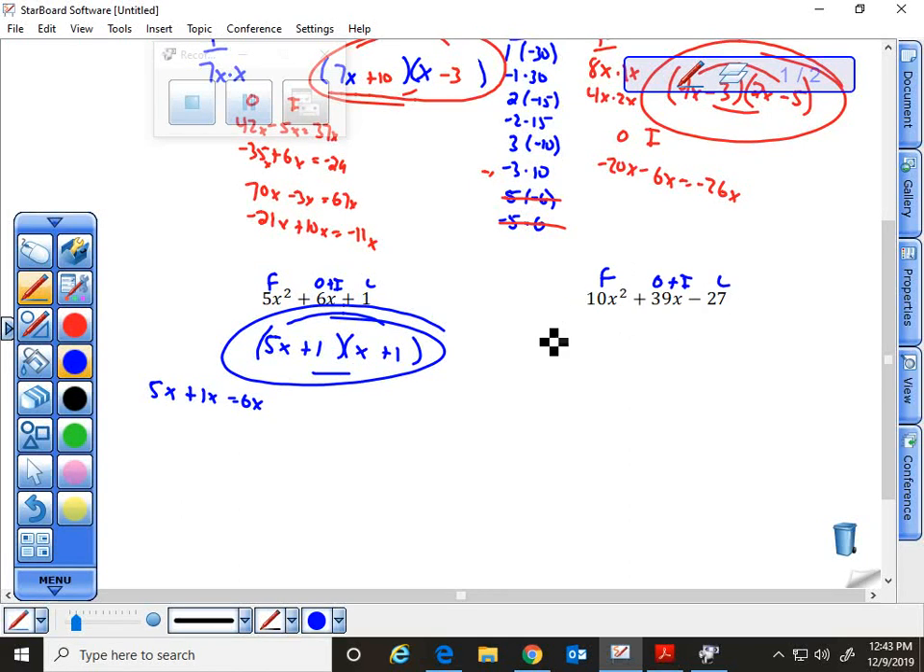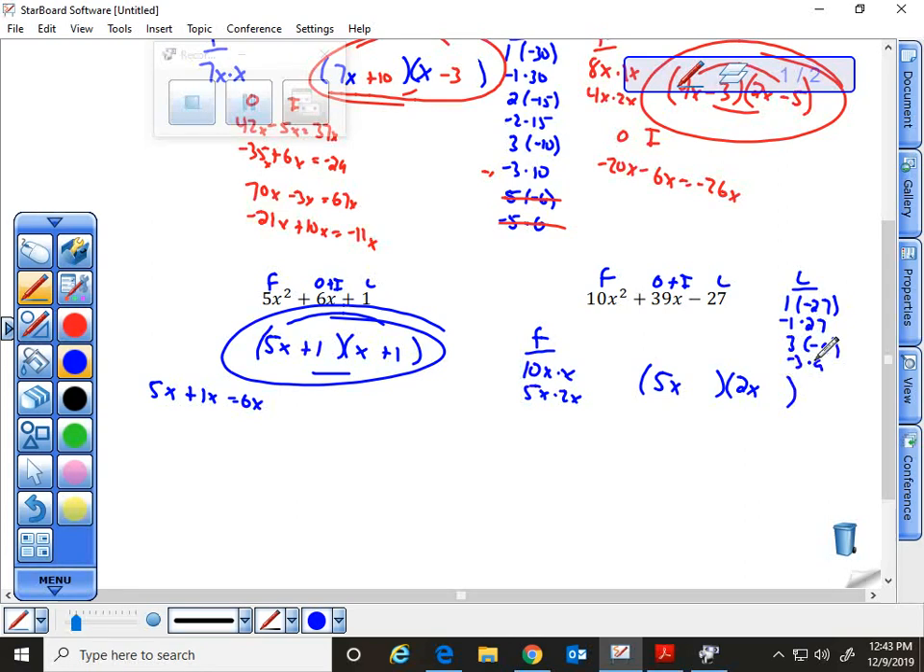This one's a little bit more complicated. So my first term is either going to be 10x and x, or 5x and 2x, probably the 5x and the 2x, but we could be wrong. So 5x and 2x for the first parts of the two parentheses, and then I have to look at negative 27. So my last term is negative 27, so positive and negative of 1 and negative 27, or negative 1 and positive 27, or 3 and negative 9, or negative 3 and positive 9.